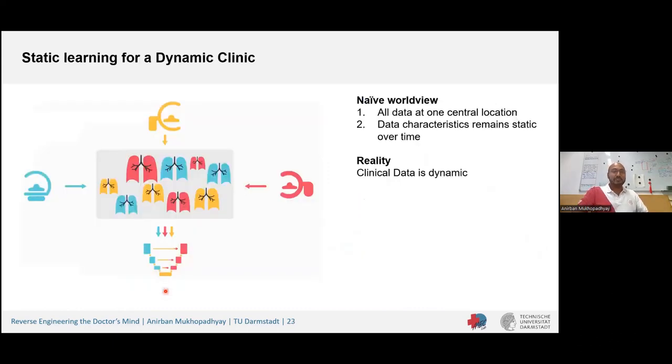But the majority of the research that we see, for example, in a MICCAI kind of setting, is based on this naive worldview that we will have all data at one central location and data characteristics will remain static over time. The only problem is that's not the case, simply because of patient privacy reasons, it's really difficult to store all the data in one central location. And even if you store all data in a central location, data distribution actually shifts, data characteristics drift, and that means the results that you are getting today might not reflect what you will get 1 year down the line.